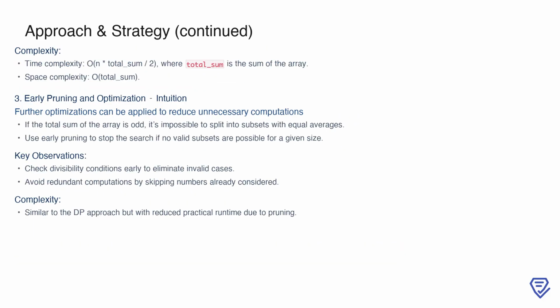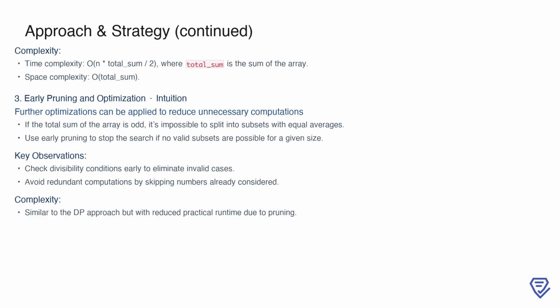In terms of complexity, the improved approach has a time complexity of O(n * total_sum / 2), where total_sum represents the sum of the array, and a space complexity of O(total_sum) due to the DP table. To optimize further, we can incorporate early pruning techniques, which help reduce unnecessary computations. For example, if the total sum of the array is odd, it's immediately evident that splitting it into subsets with equal averages is impossible. Additionally, by checking divisibility conditions early, we can eliminate invalid cases before performing deeper calculations.